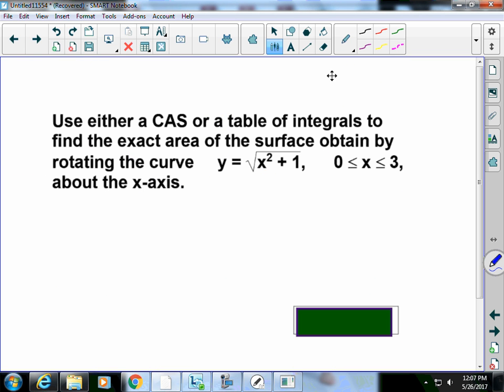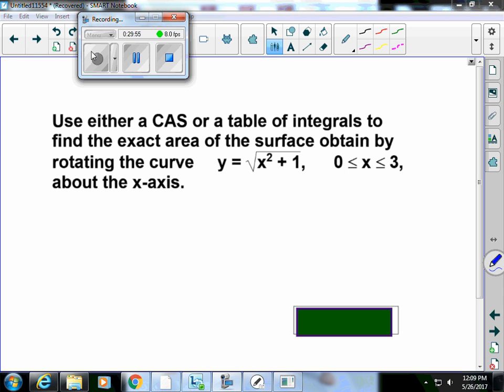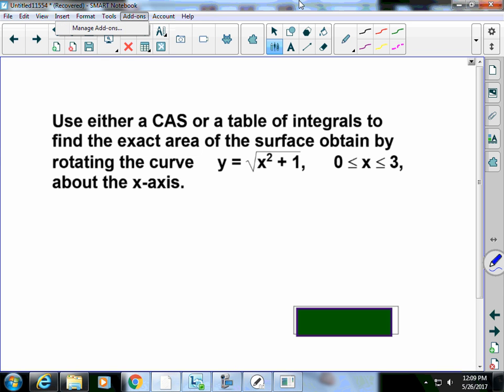Here's one more problem. I'm going to pause to make sure I have everything ready. All right, I just wanted to set up Wolfram Alpha. We're going to work out this problem real quick, and then we're going to use Wolfram Alpha to solve it. But we're not going to integrate this one by hand. We're going to use a CAS, or a table of integrals. We're not going to use the table of integrals, that'll take too long.